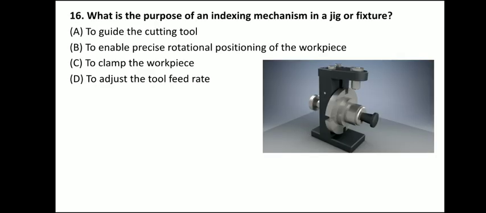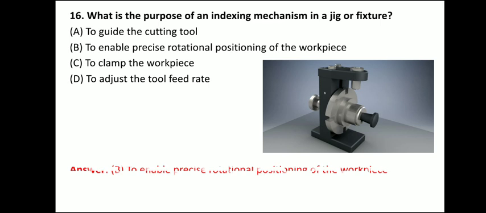Next question. What is the purpose of an indexing mechanism in a jig or fixture? So here you can see this is the indexing mechanism. Now what is its purpose? The answer is to enable precise rotational positioning of the workpiece.